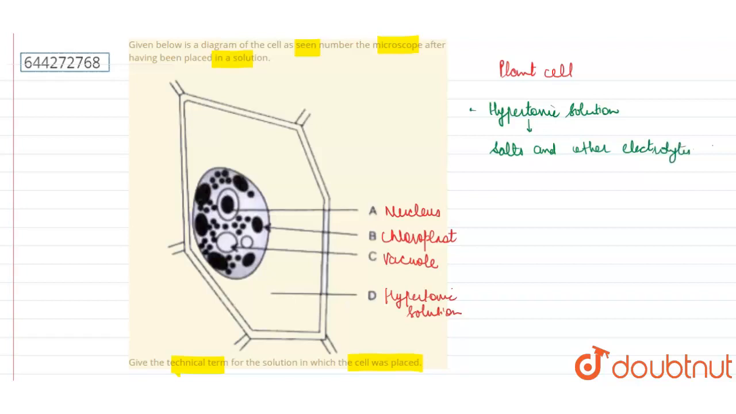So when a plant cell is placed in the hypertonic solution, the cell becomes plasmolysed, and this process is called plasmolysis. So what is plasmolysis? It is the contraction or shrinkage of the protoplasm of a plant cell due to loss of water.